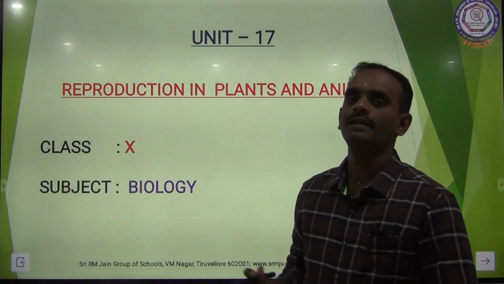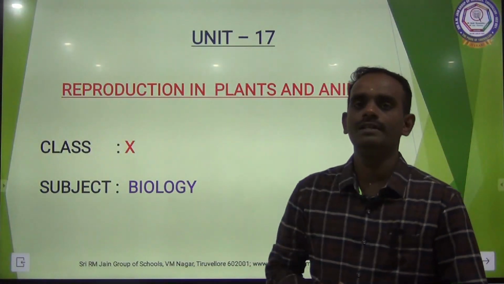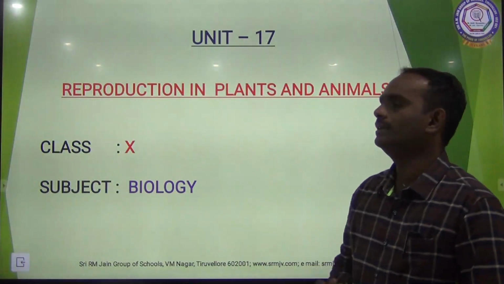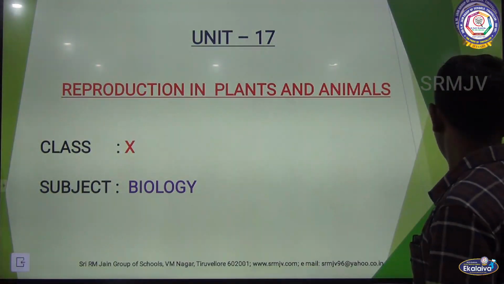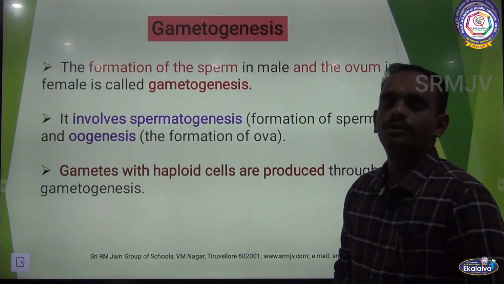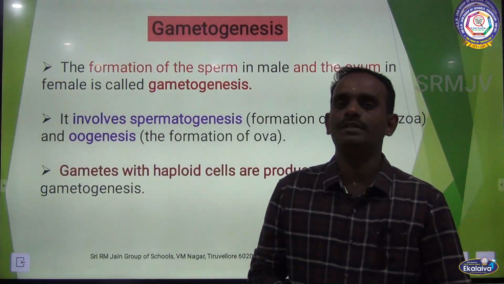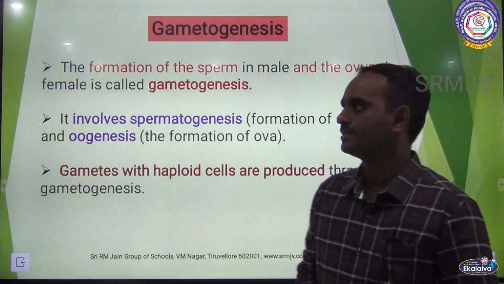For class 10, subject biology, unit 17, reproduction in plants and animals. Today, we are going to discuss gametogenesis.